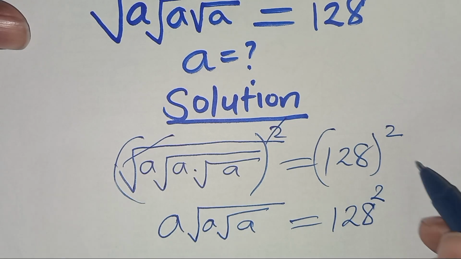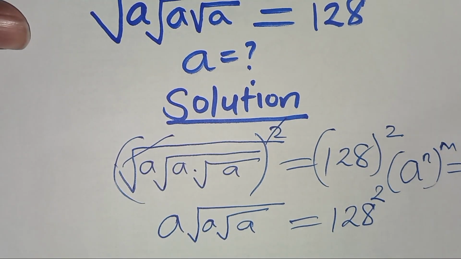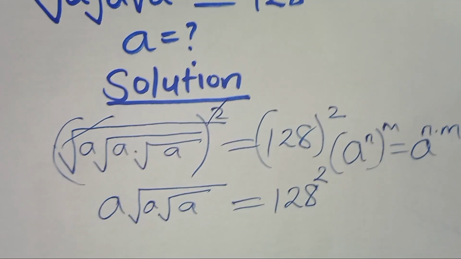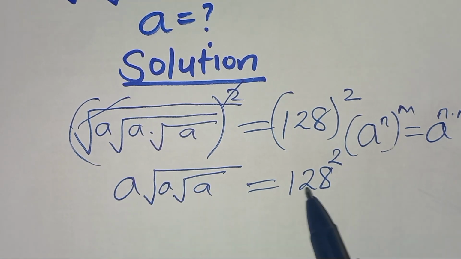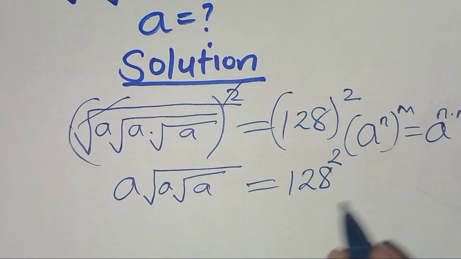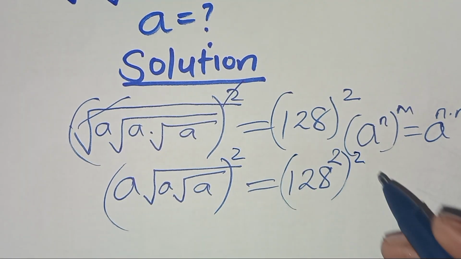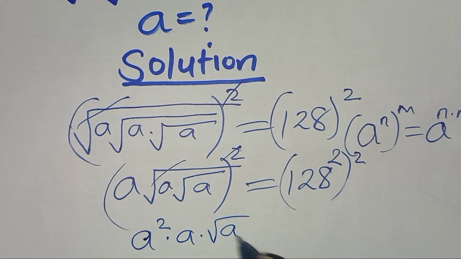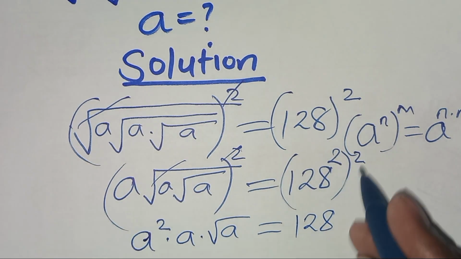This follows that if you have a to power n raised to power m, this can be expressed as a to power n multiplied by m. Applying this property, we have a square root of a multiplied by square root of a equal to 128 squared. Next, we square both sides again, so now we'll have a to power 2 multiplying by a, multiplying by square root of a, equal to 128 raised to power 2 times 2, which is 4.